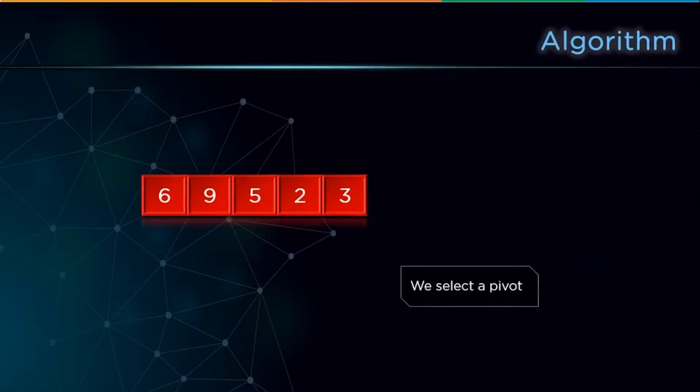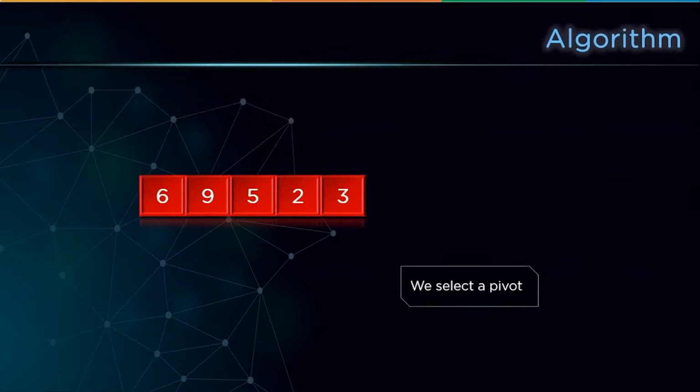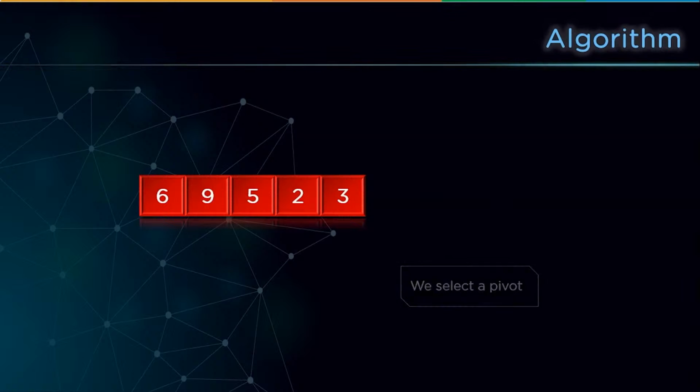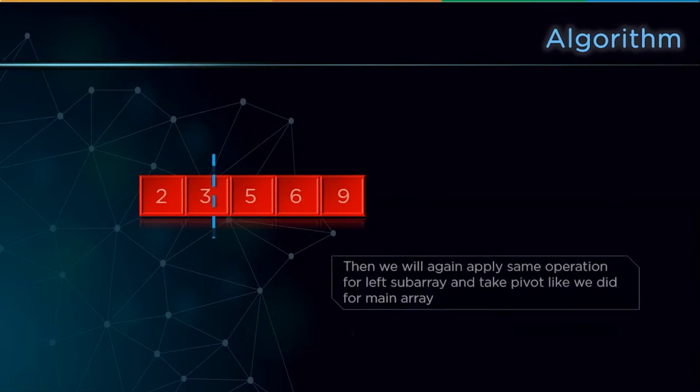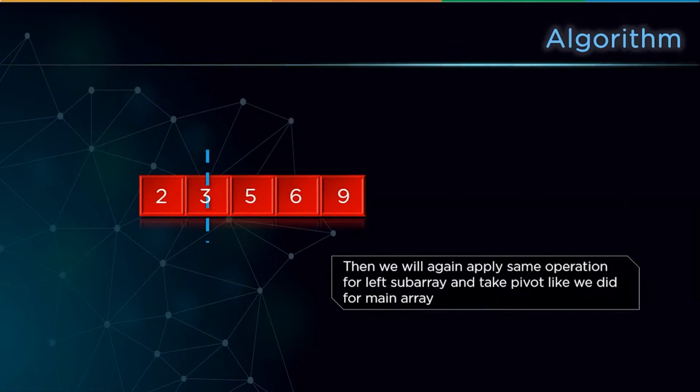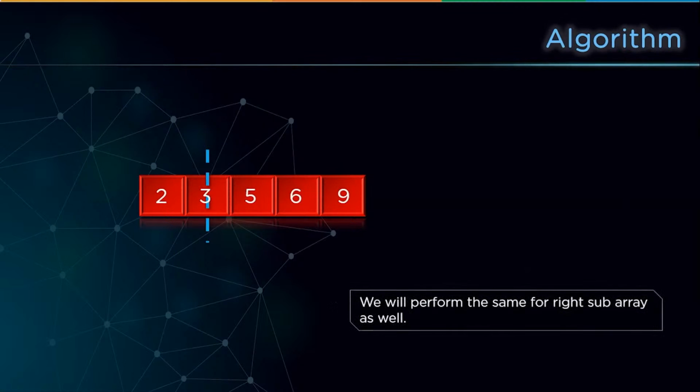Let's say we have an array. First, we have to select a pivot. We can select either the first element or the last or median or any random element as the pivot. This pivot will dissect the array into two subarrays. Then we will shift all elements smaller than the pivot element to the left. Then we will again apply the same operation for the left subarray and take a pivot like we did for the main array. We will perform the same for the right subarray as well.